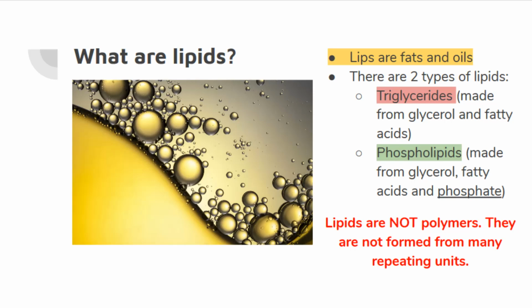Let's recap Unit 1.3. Lipids are a mixed group of hydrophobic compounds composed of the elements carbon, hydrogen and oxygen. The main complex lipid types are triglycerides and phospholipids. Both contain glycerol and fatty acids, except in a phospholipid, one fatty acid is replaced by a phosphate group.